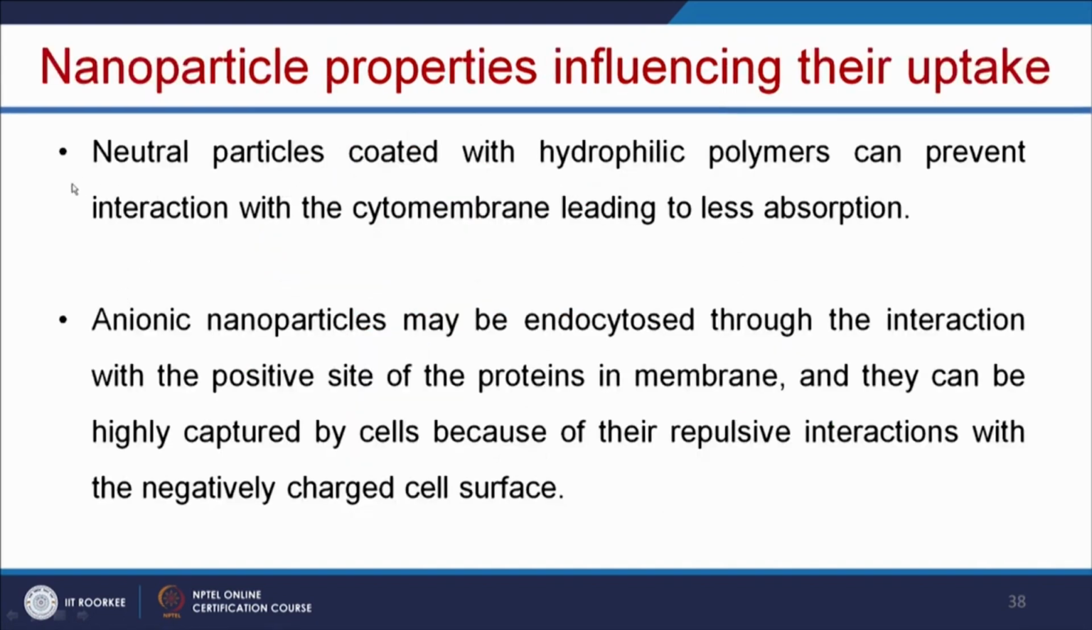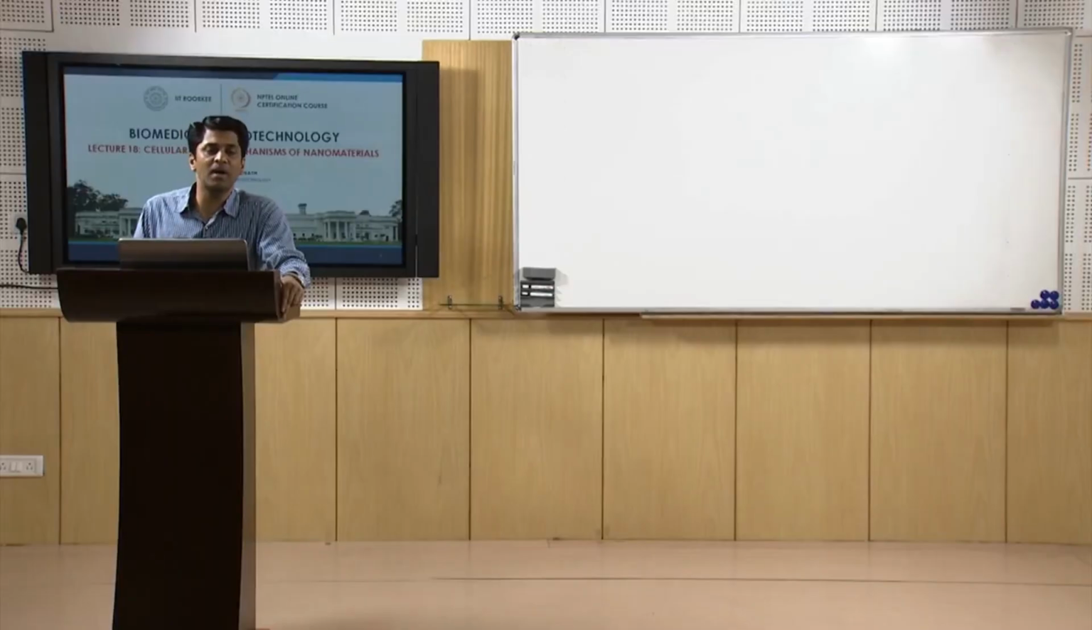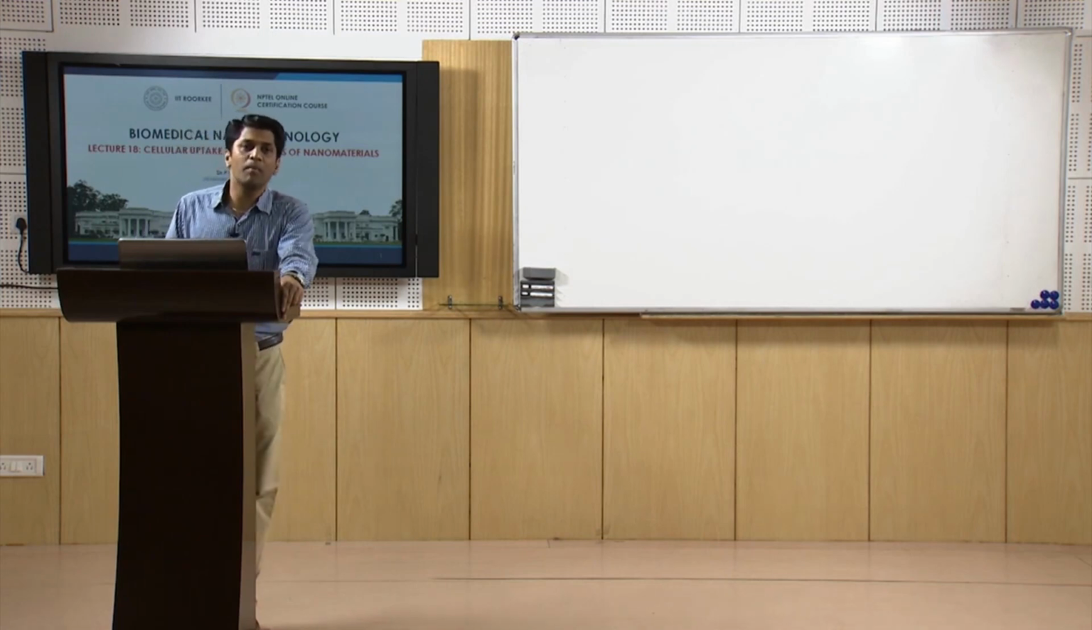Here the neutral particles coated with hydrophilic polymers can prevent the interaction with the cytomembrane, leading to less absorption. Anionic particles may be endocytosed through the interaction with the positive site of the proteins in the membrane, and they can be highly captured by the cells. The positively charged nanoparticles can easily attach to the cells, as you know that cells have a negative charge, and the anionic nanoparticles can be taken up by the positively charged protein receptors on the cell surface.